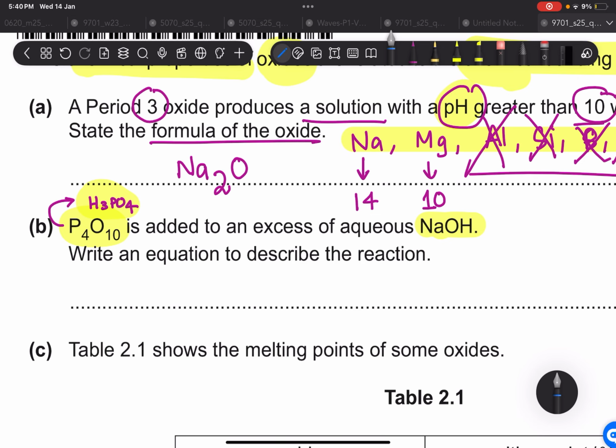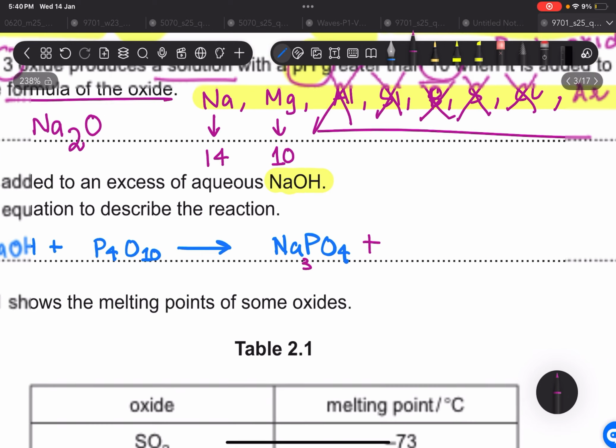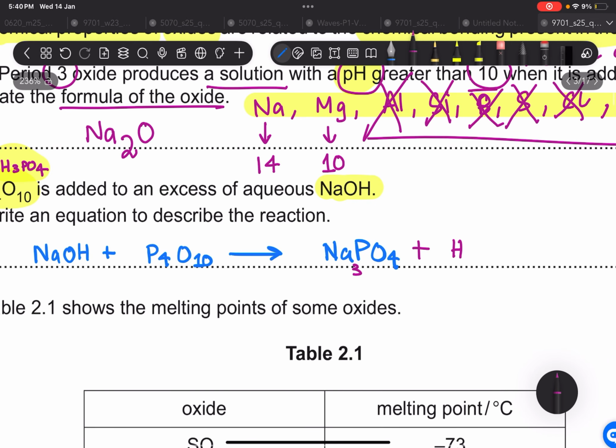So NaOH plus our P4O10 is going to give sodium phosphate, PO4. But since this PO4 has a 3 negative charge, to balance it out there must be a 3 with sodium. So Na3PO4 is the salt that's going to be formed, and we're going to form water.